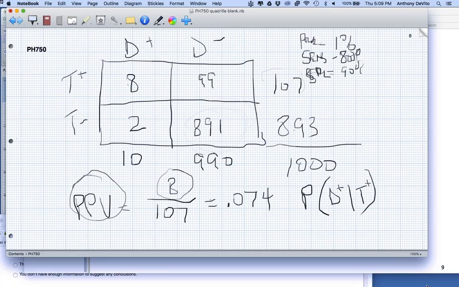8 out of 107, right? But you see the deal here is it's a conditional probability. The only people we're looking at are the people that tested positive. So the probability you have the disease is among the 807 that tested positive.